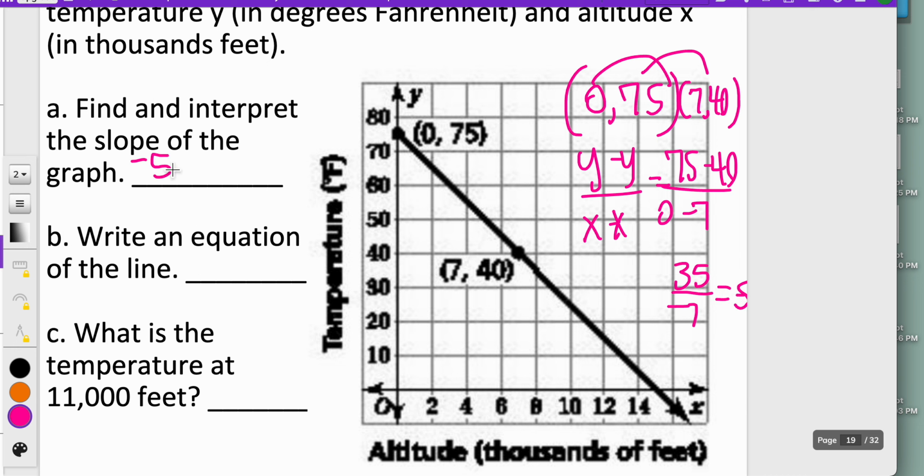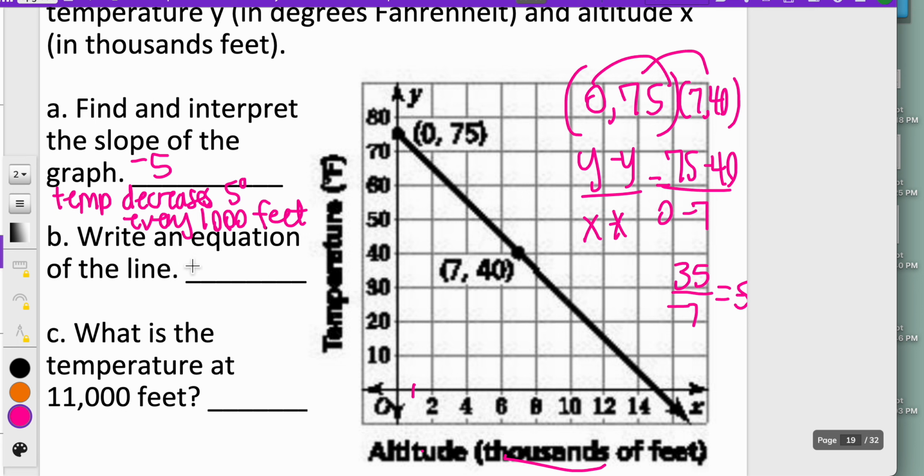So -5 just means the temperature decreases 5 degrees every 1,000 feet. Okay, technically we don't want to say 1 foot, because this says thousands of feet. So this represents 2,000, 4,000, 6,000, etc.